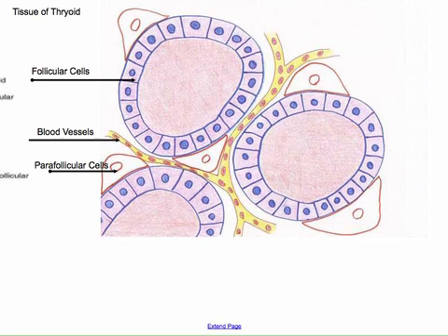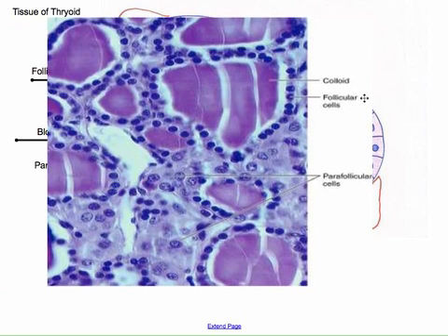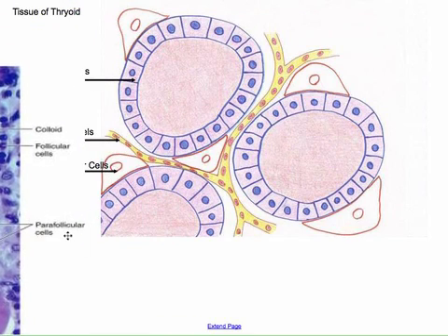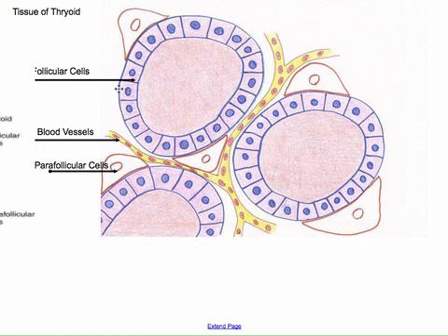So if I look at a section under the microscope, I would see something that looks like this. Actually, let me show you an actual picture. This is what it looks like, okay? So you have a colloid on the inside of the follicular cells that line it, and then you also have parafollicular cells. And each type of cell is going to secrete a different hormone. So a drawing of what this looks like is this. Here's your follicular cells, here's your colloid, and your parafollicular cells are on the outside.